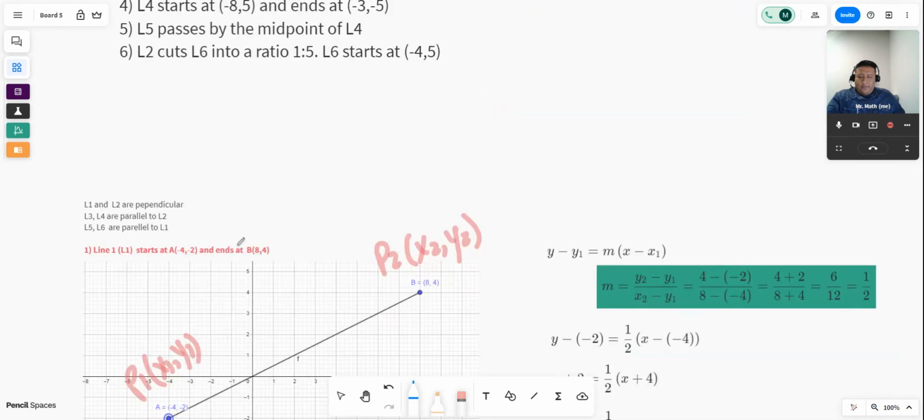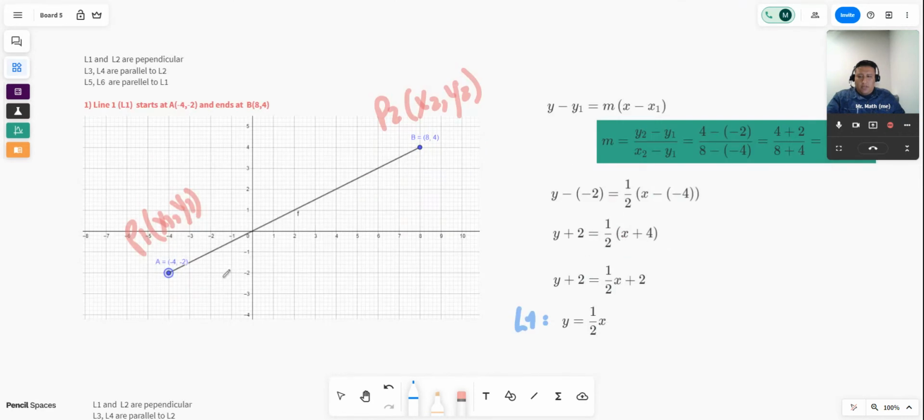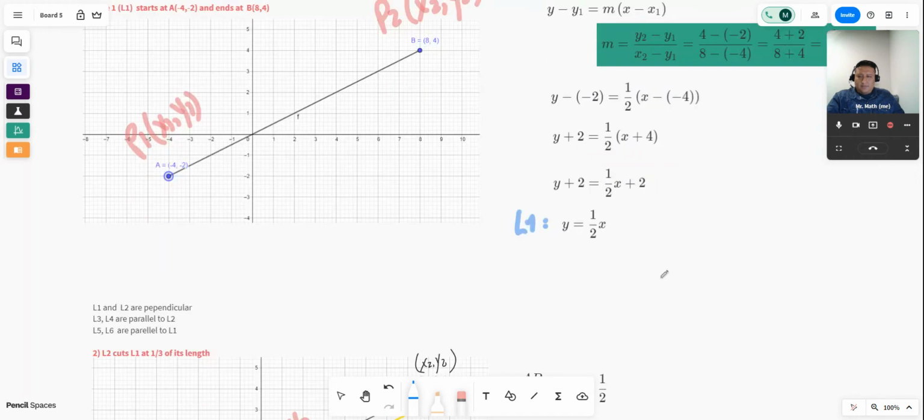Okay, let's start. So for line 1, we have points of start and end. We use the formula for the equation of the line. We find the slope using, of course, these values. And here it is, line 1 equals 1.5x.